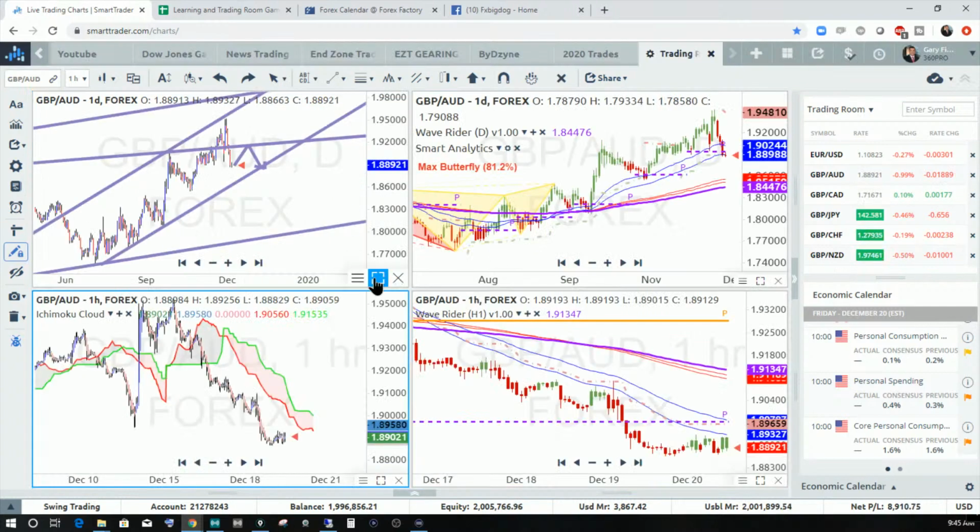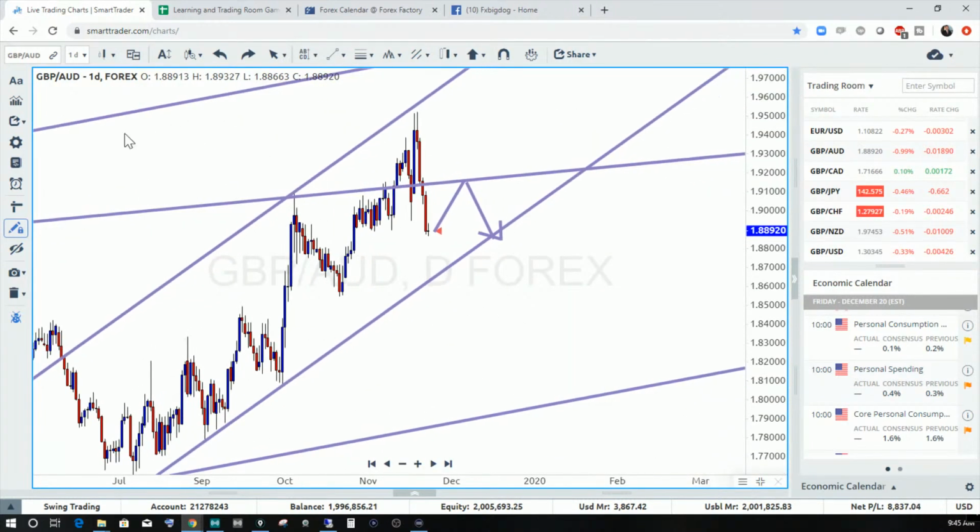Well, we go back to the daily right here, and we're looking for price to eventually move down to this trend line. When it gets to this trend line, we're going to stop selling, and we're actually going to start thinking about buying, all right? Now, if it blows through that trend line, then we'll stand aside and continue with the downward action towards this level right here. So this is what I'll be expecting.